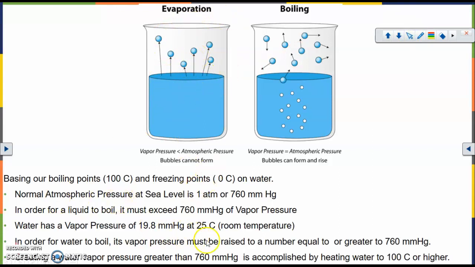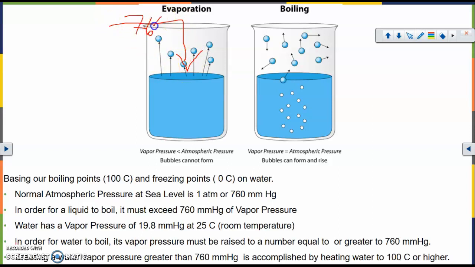At around room temperature, which is around 25 degrees Celsius, the vapor pressure of water is around 19.8 millimeters of mercury. That is actually how we measure it. We're going to be looking at other measurements of pressure eventually when we talk about gases, but this is 19.8 millimeters of mercury. The vapor pressure, and the atmospheric pressure, which is the pressure being exerted by the atmosphere. So the atmosphere is also pushing down, and this is actually around 760.